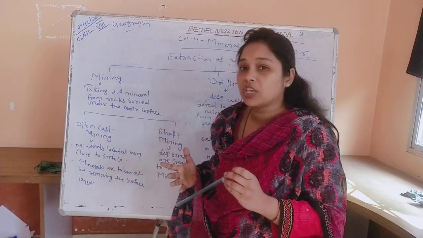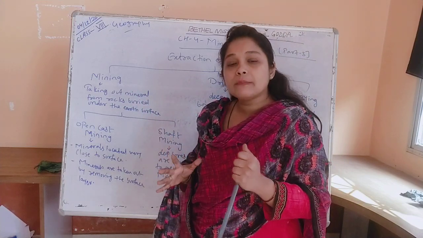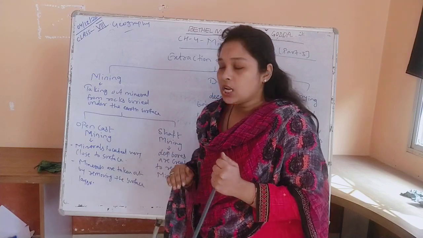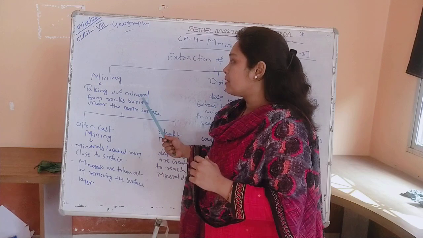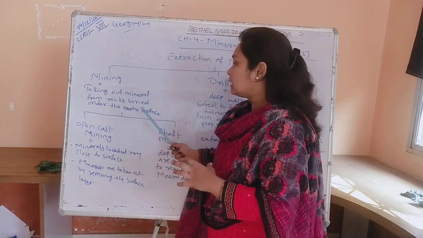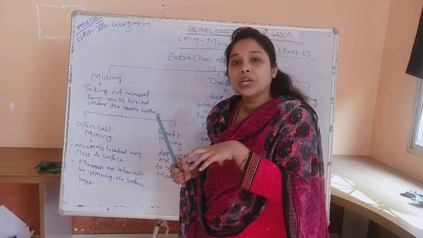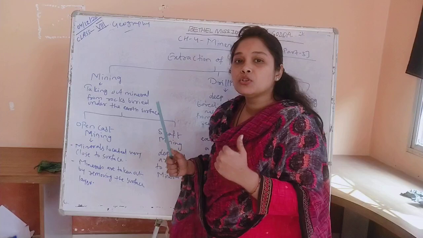The first one through which we can extract minerals is mining. Mostly mining is used to extract minerals from the surface of the earth. Mining is a method through which we can take out minerals from rocks buried under the earth's surface. Under the earth's surface there are certain rock minerals which are buried, and to take out those minerals, mining is used.